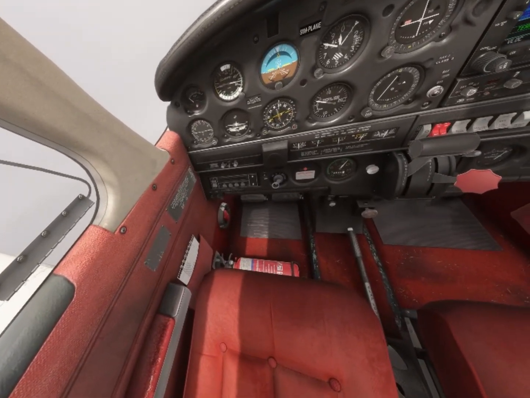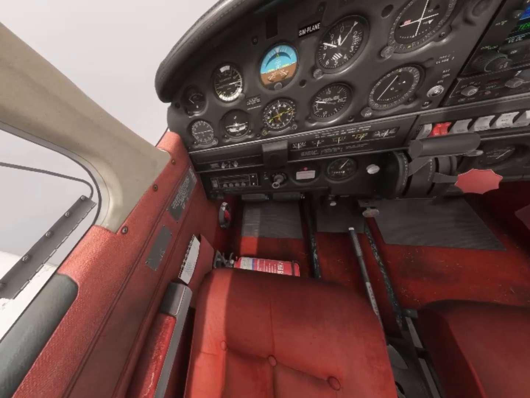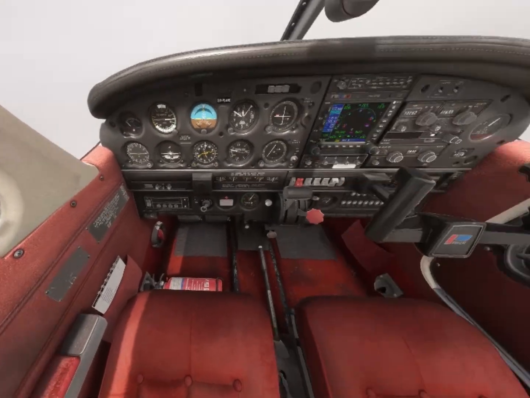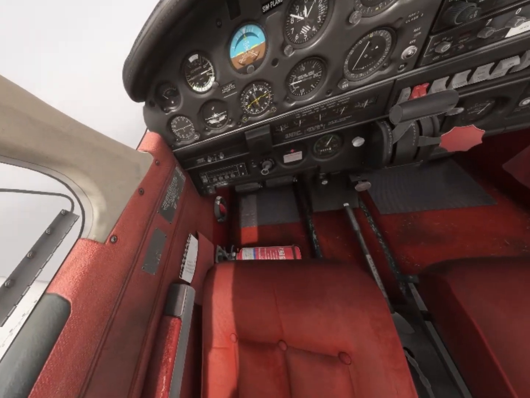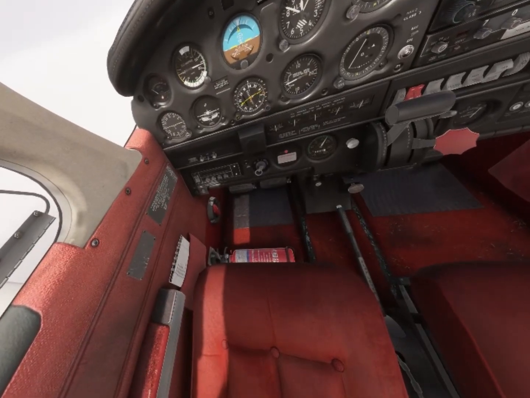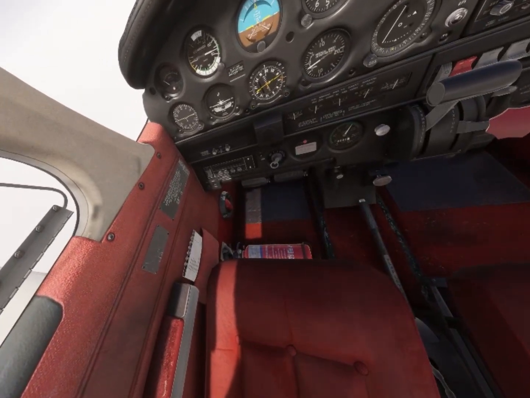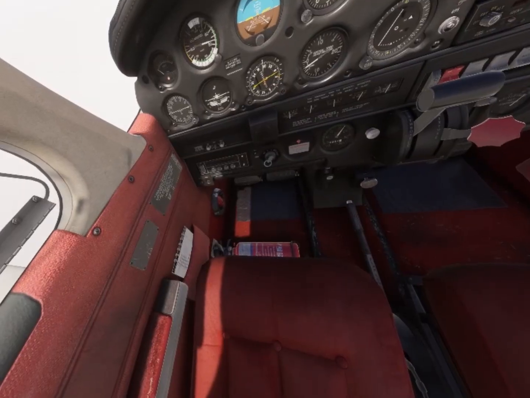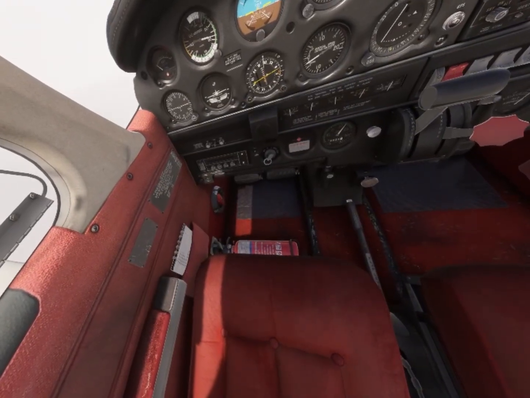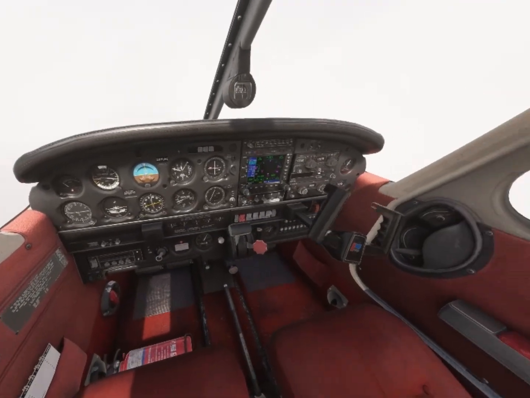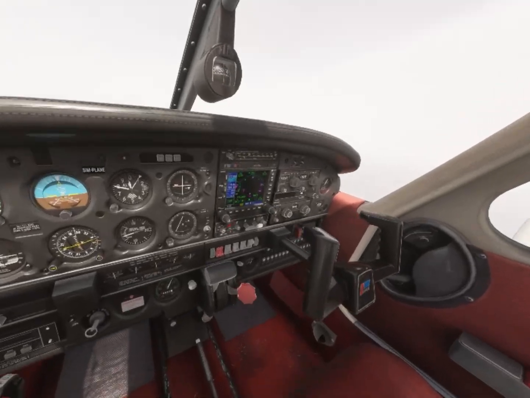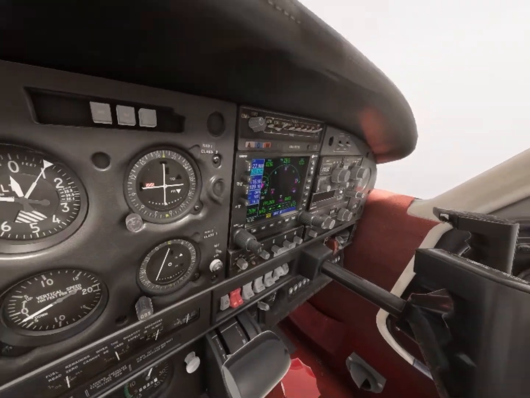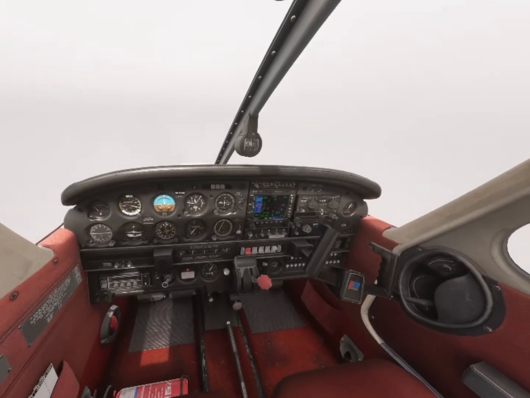Final approach fix, Jubeb, DME 7.6, altitude 8,800. DME 1.9, visual descent point, ILS, decision altitude 6,843. Local barometric pressure 30.00.